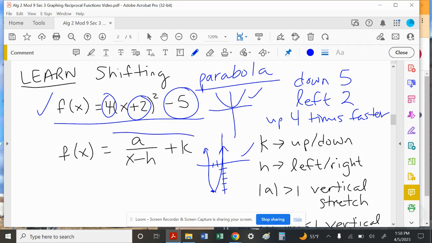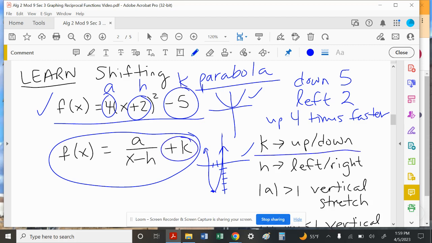Okay, so what does that mean about the reciprocal function? Well, notice that we have f of x equals a over x minus h plus k. Here in this case, there's our a, there's our h, there's our k value. Remember that the k causes it to go up or down. If it's positive, it goes up. If it's negative, it goes down. The h causes it to go left or right. And remember, we're always doing the opposite. So if we have x plus h, that means it goes to the left or to the negative direction. If we have minus h, it goes to the right or to the positive direction.